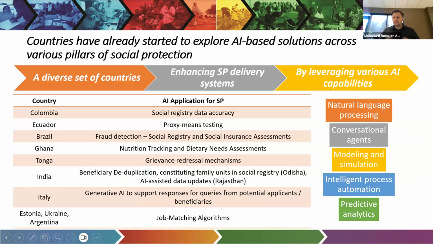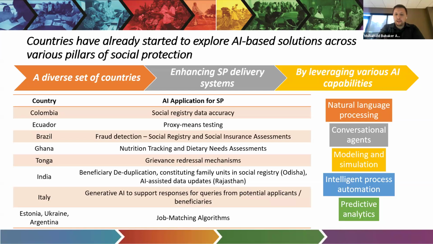But doing a quick map on SP and what countries around the world are doing in terms of using AI to improve their program efficiency, we see a diverse set of countries that have started either piloting or implementing some AI solutions. Here, for example, we see Colombia, Ecuador, Brazil, Ghana, which presented also in the Bangkok workshop, Tonga, India, Italy, and others, where they use AI applications for SP in multiple formats.